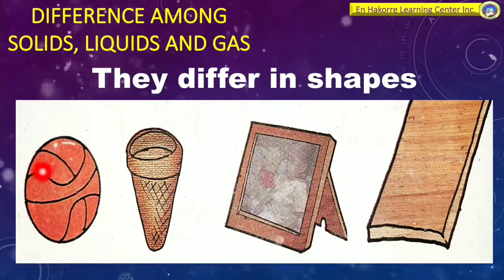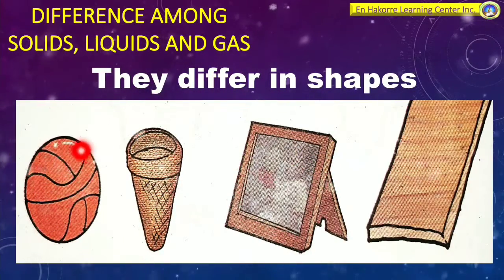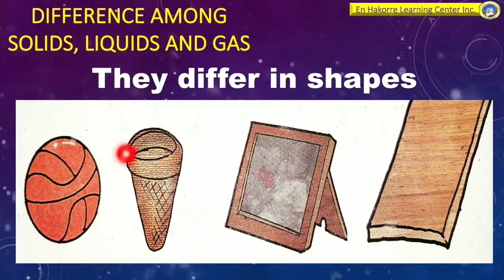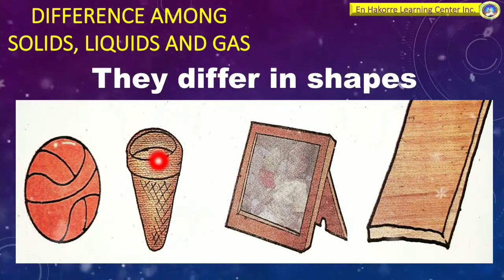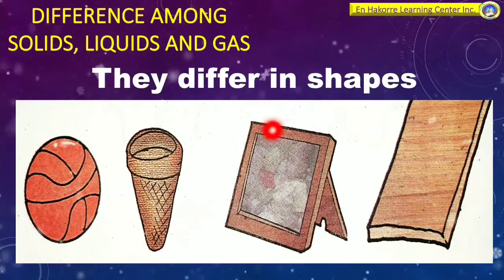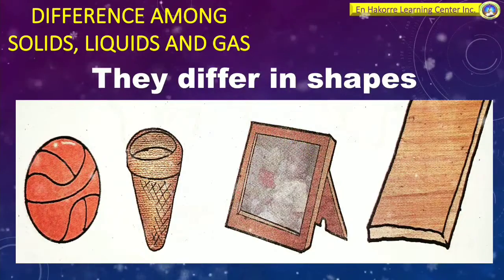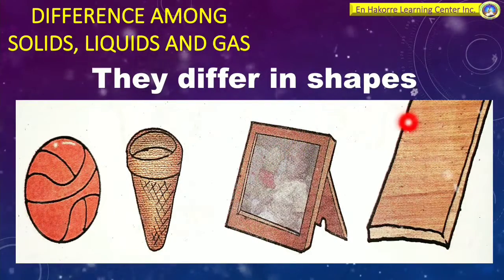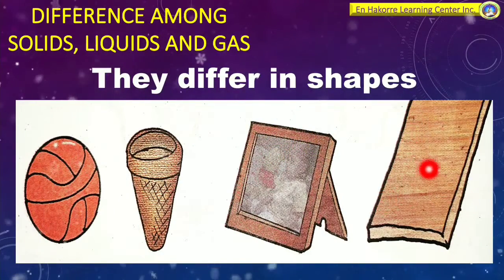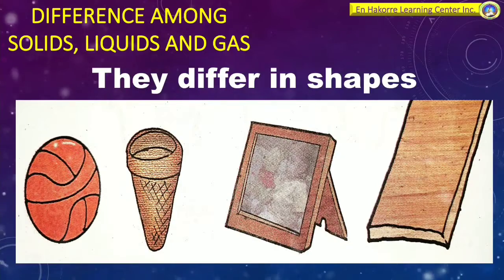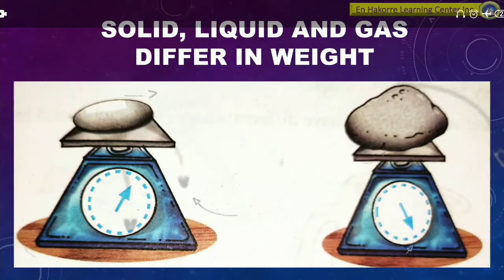You have there the ball. The shape of the ball is, of course, a circle. This one is the cone. You also have your picture frame, which has the shape of a square, and the wood here has the shape of a rectangle. All of these, children, are solids. Now let's proceed to the next one.